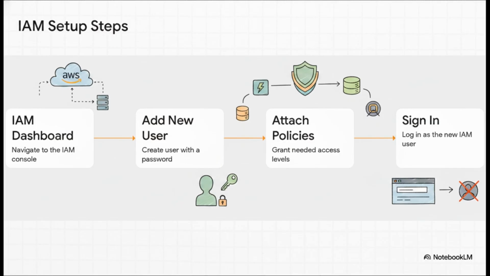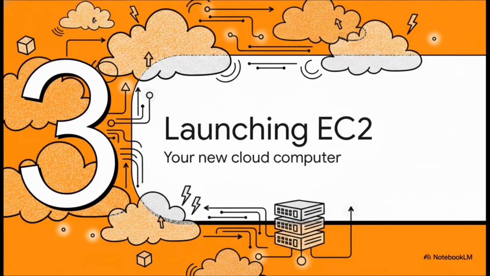Setting this up is straightforward but entirely vital. From your AWS console, you just navigate over to the IAM dashboard, add a new user, and assign them a custom password. Then, you attach policies to that user. For example, you might grant this specific user the ability to only interact with EC2 instances. That way you ensure they can't accidentally go in and delete your secure database storage somewhere else. Once that's all created, you log out of your all-powerful root account and sign back in as this brand new secure IAM user.